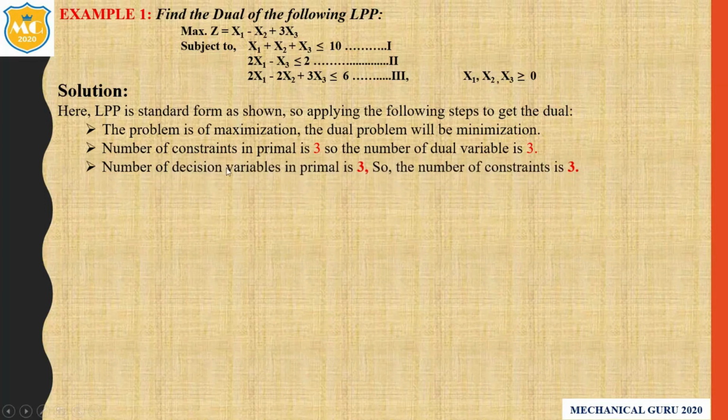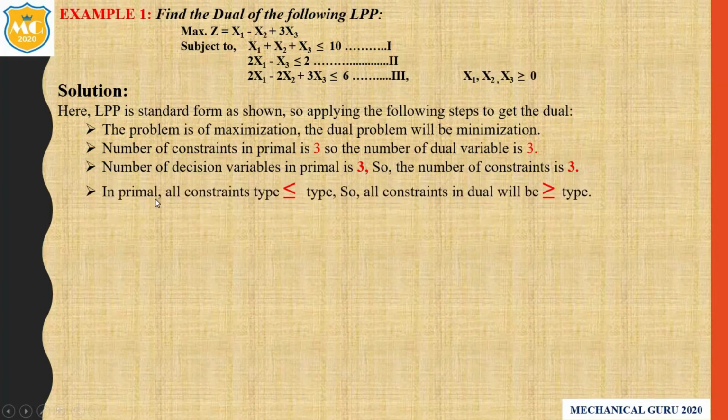Same thing, the number of decision variables in the primal is 3, so the number of constraints is 3. Here there are 3 decision variables x1, x2, x3, so there will be 3 constraints. In the primal, all the constraints are less than or equal to type, so all constraints in the dual will be greater than or equal to type.